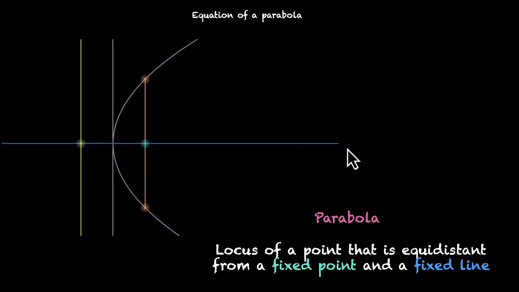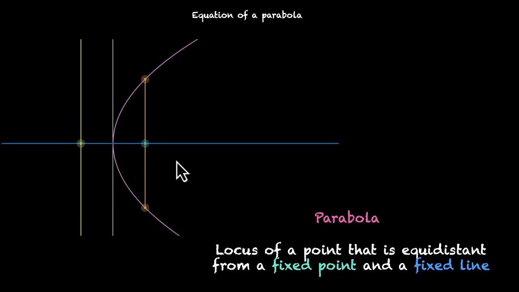So here's our parabola. This is the x-axis, this is the y-axis, and this is our parabola. This fixed point is called the focus, and this fixed line is called the directrix. This parabola is the locus of all the points that are at the same distance from this point, the focus, and this line, the directrix. That's how we have defined this parabola. Let's mark a few points.